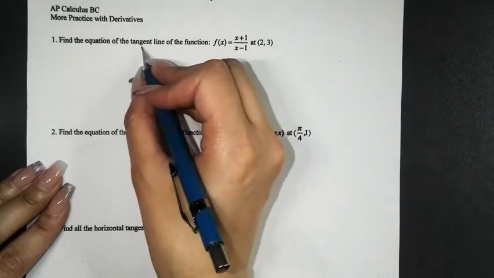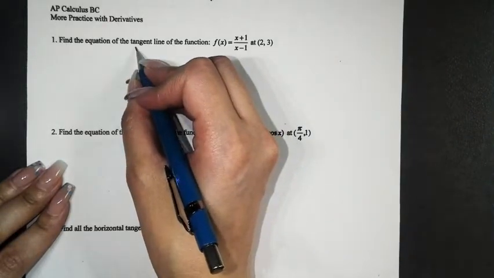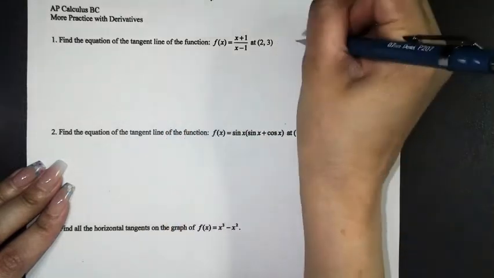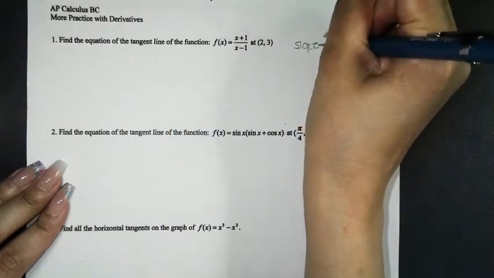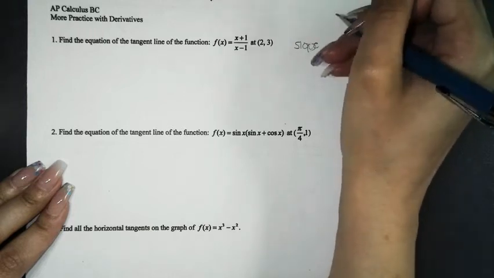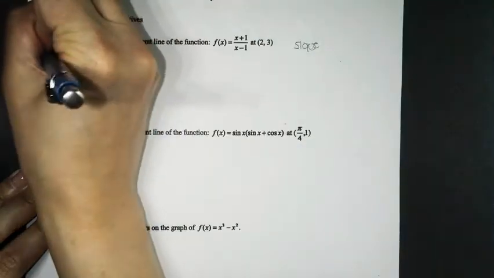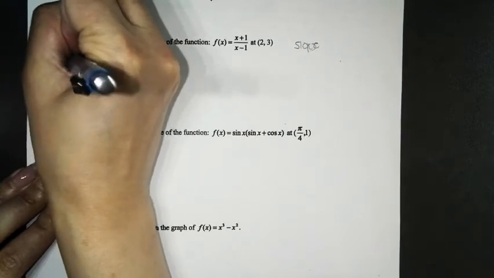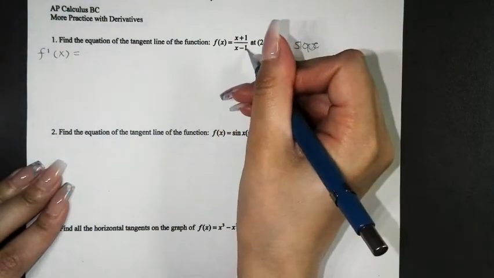Well, in order for you to get the equation of the tangent line, you need to find the slope. Okay, we know that the slope is what? The slope is going to be the derivative. Okay, so what are you going to do? Find the derivative. Okay, so we are going to use the quotient rule.